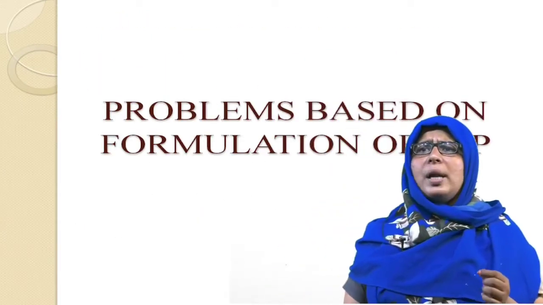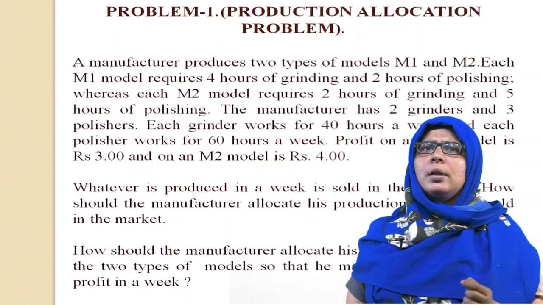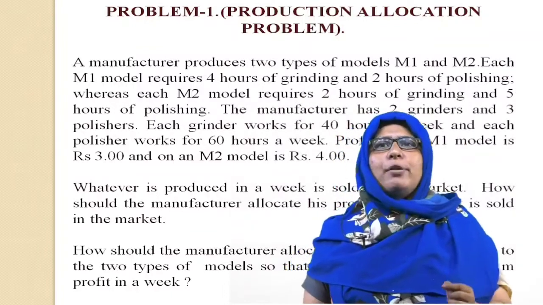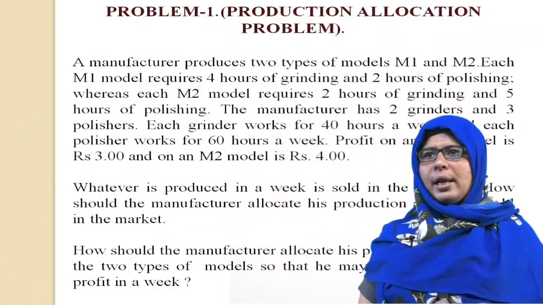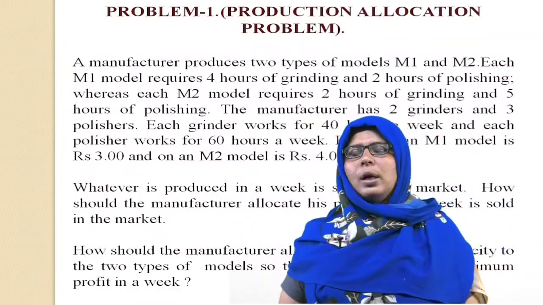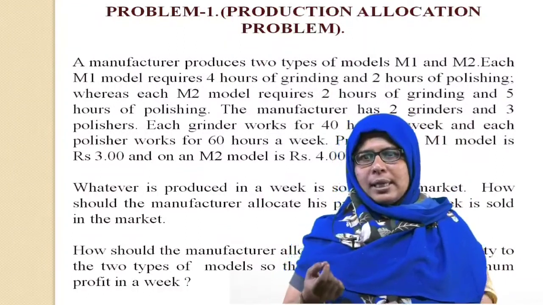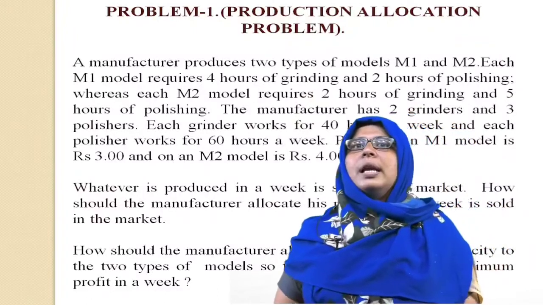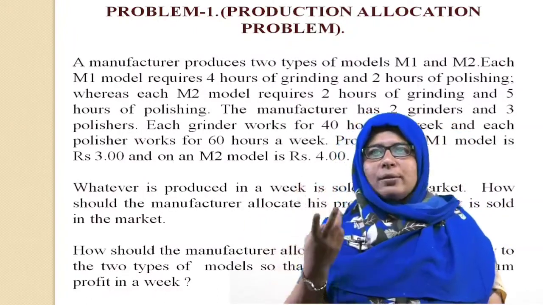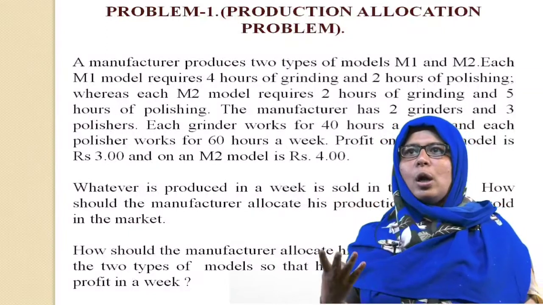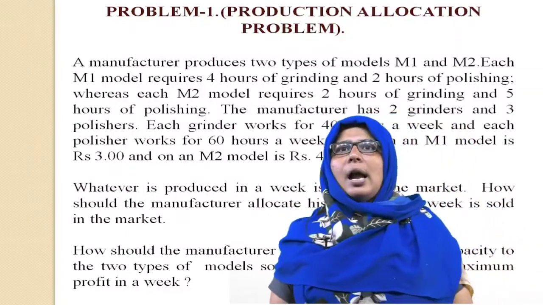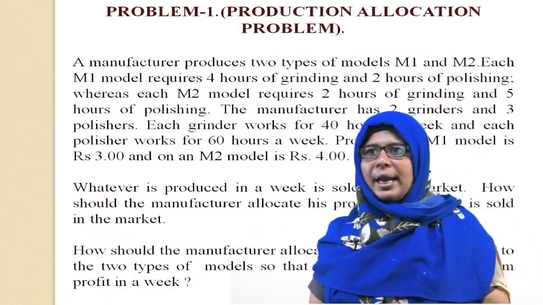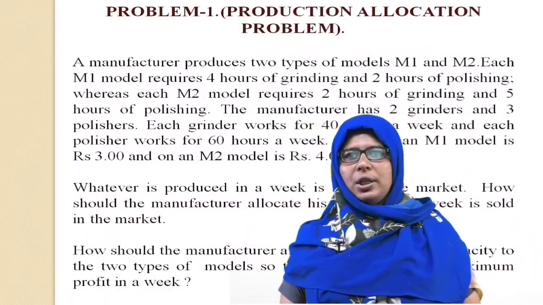Problem based on formulation of LPP. Problem 1. Production allocation problem. A manufacturer produces two types of models, M1 and M2. Each M1 model requires 4 hours of grinding and 2 hours of polishing, whereas each M2 model requires 2 hours of grinding and 5 hours of polishing.